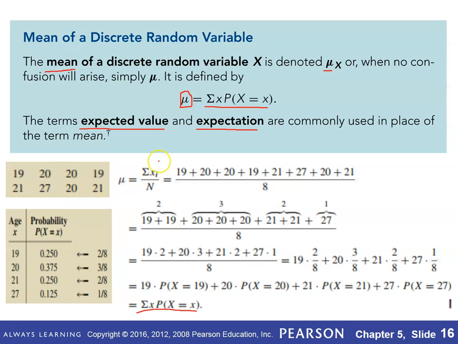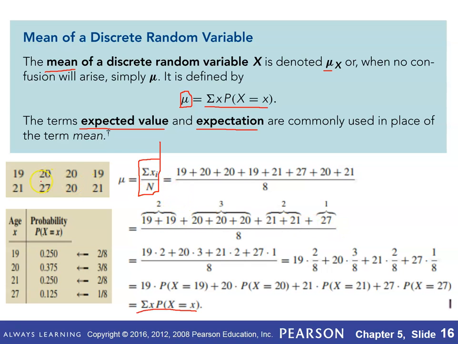So we know this formula from the past, that to find the average, we just take all of those numbers and add them together and divide by the number of numbers. That's what the n represents. Here we're having the sum of all of the individual numbers. So we could take 19 plus 20 plus 20 plus 19 plus 21 plus 27 plus 20 plus 21 divided by 8. We could simplify that process a little bit if we combined the same ages.